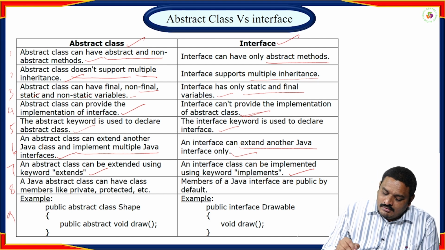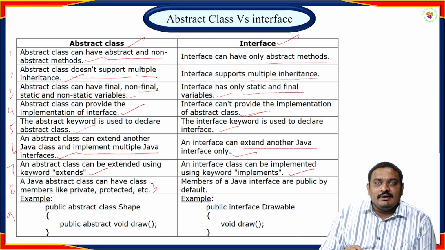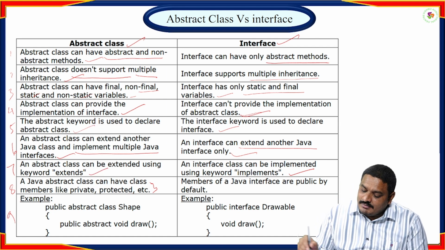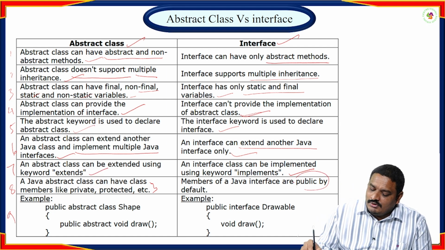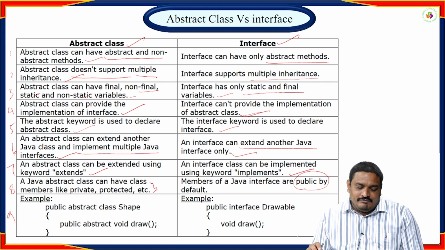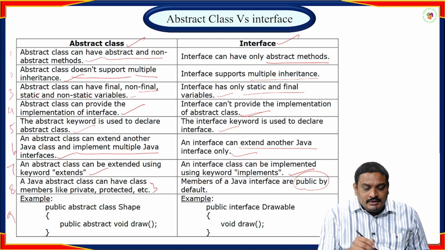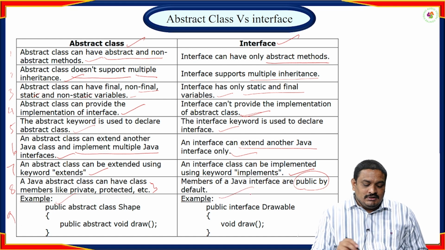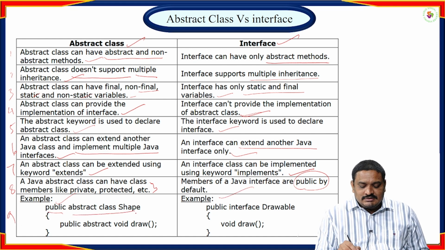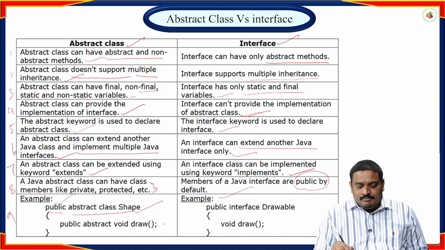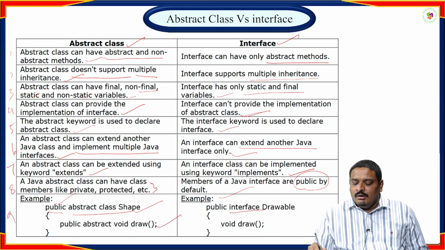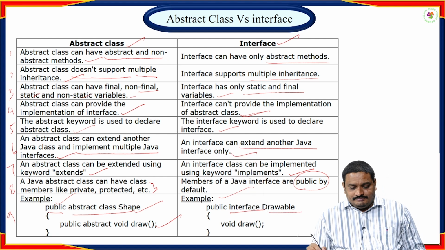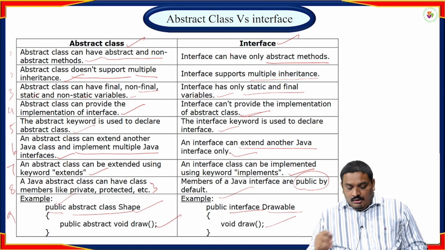The abstract class can have class members like private and protected. The members of a Java interface are public only, public by default. This is an example of an abstract class. This is an example of an interface. Here, the abstract class follows the abstract name and method, and the interface has the interface name and method.